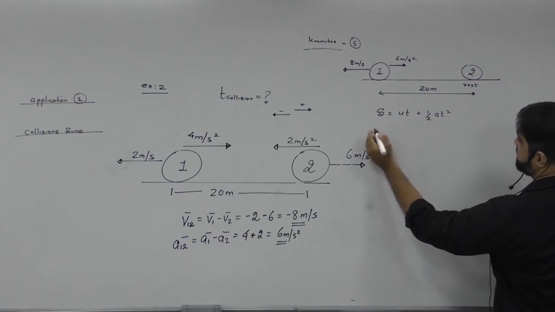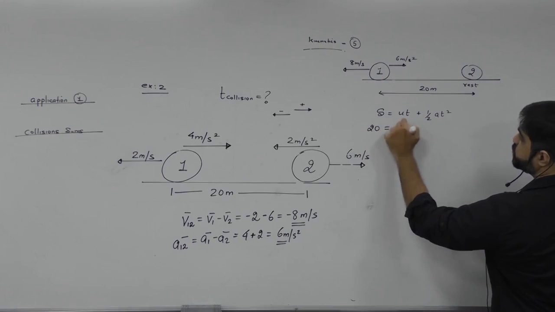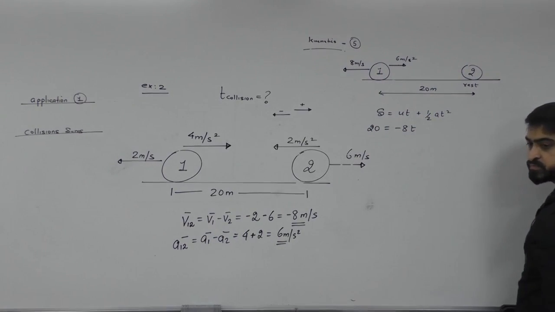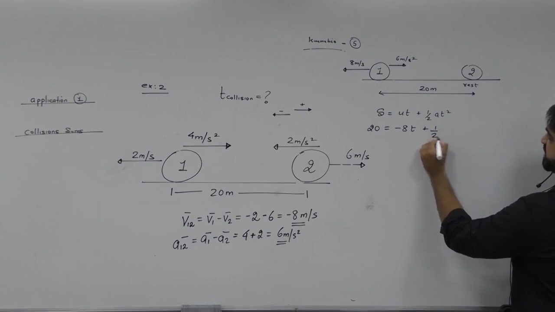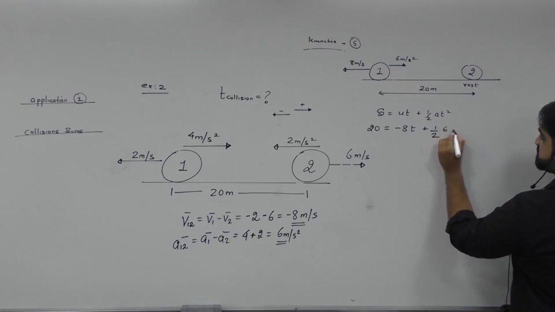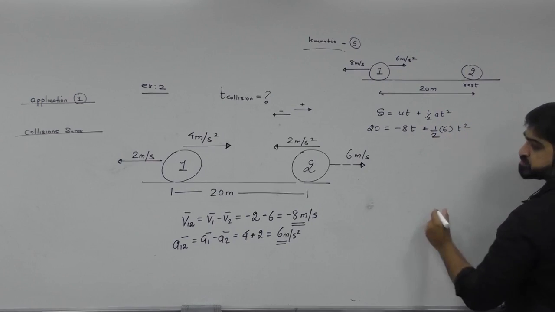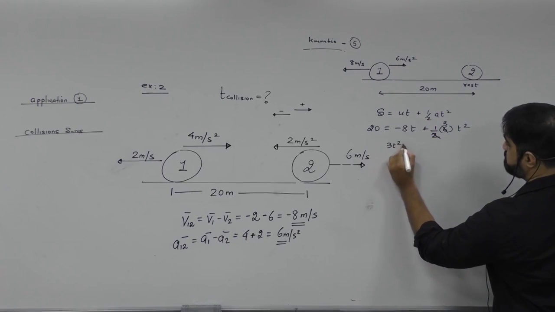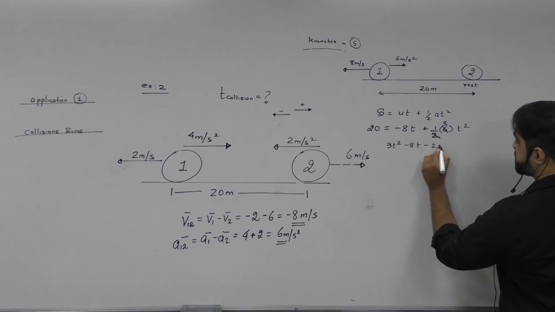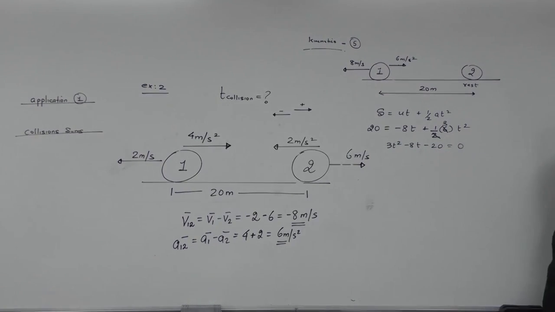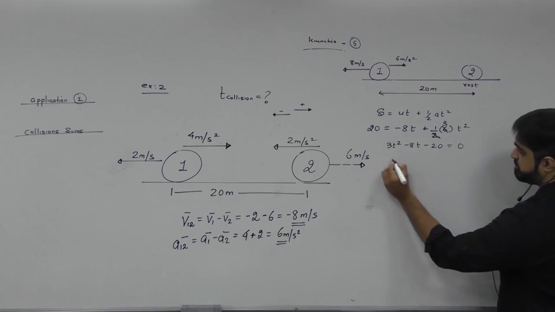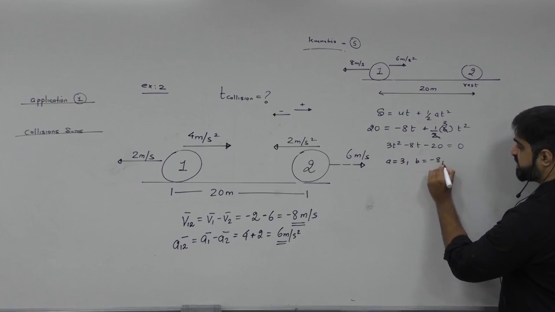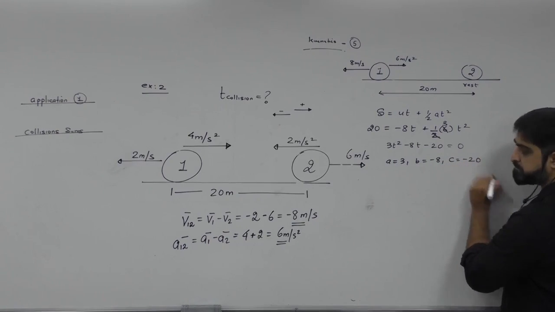S is 20 plus 20. U is minus 8. T I don't know. Plus half A, A is plus 6, T square. So can I say this will be 3t square minus 8t minus 20 is equal to 0. So A will become 3, B will be minus 8 and C will be minus 20.